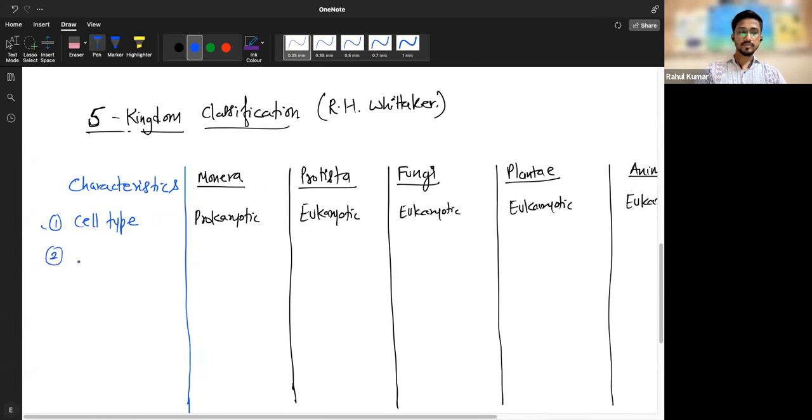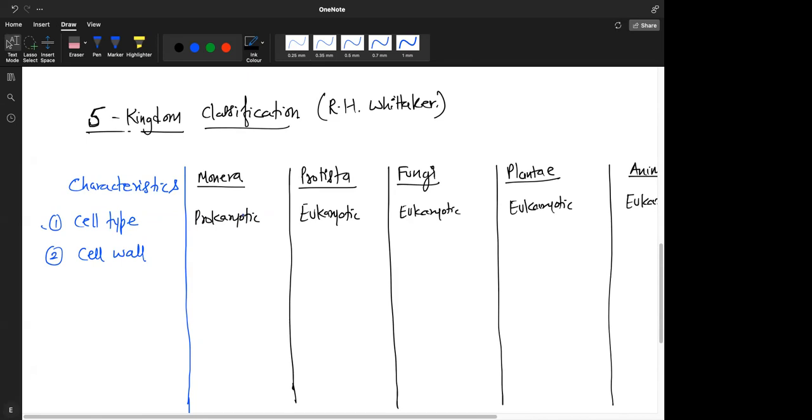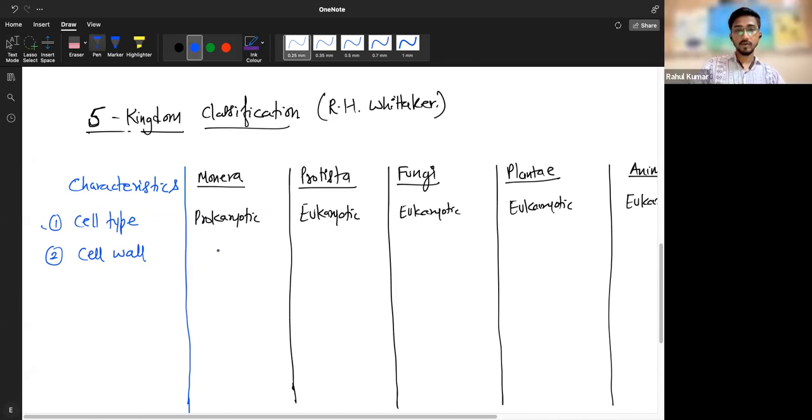The second characteristic he chose was cell wall. Is there a cell wall present or not? So cell wall is an additional layer over the cell membrane. You know cell membrane? Yes. Okay. So cell wall is present in Monera, and it is made up of polysaccharide plus peptidoglycan.